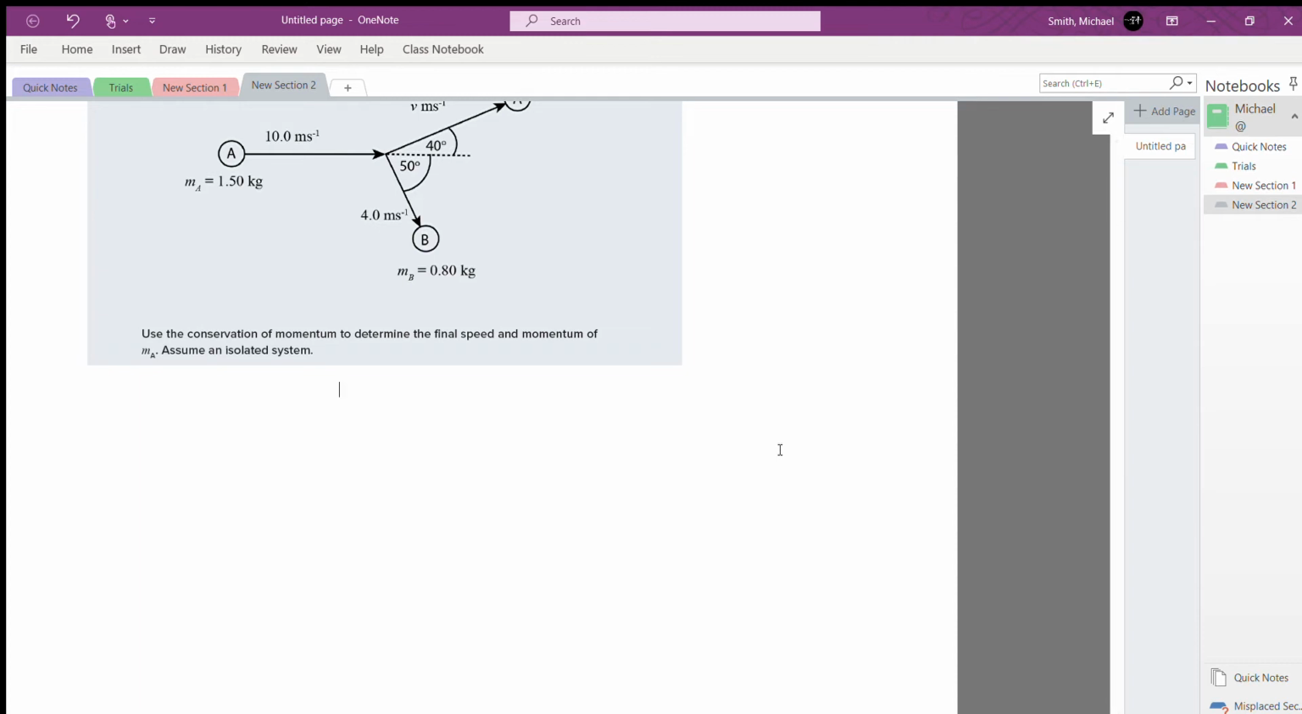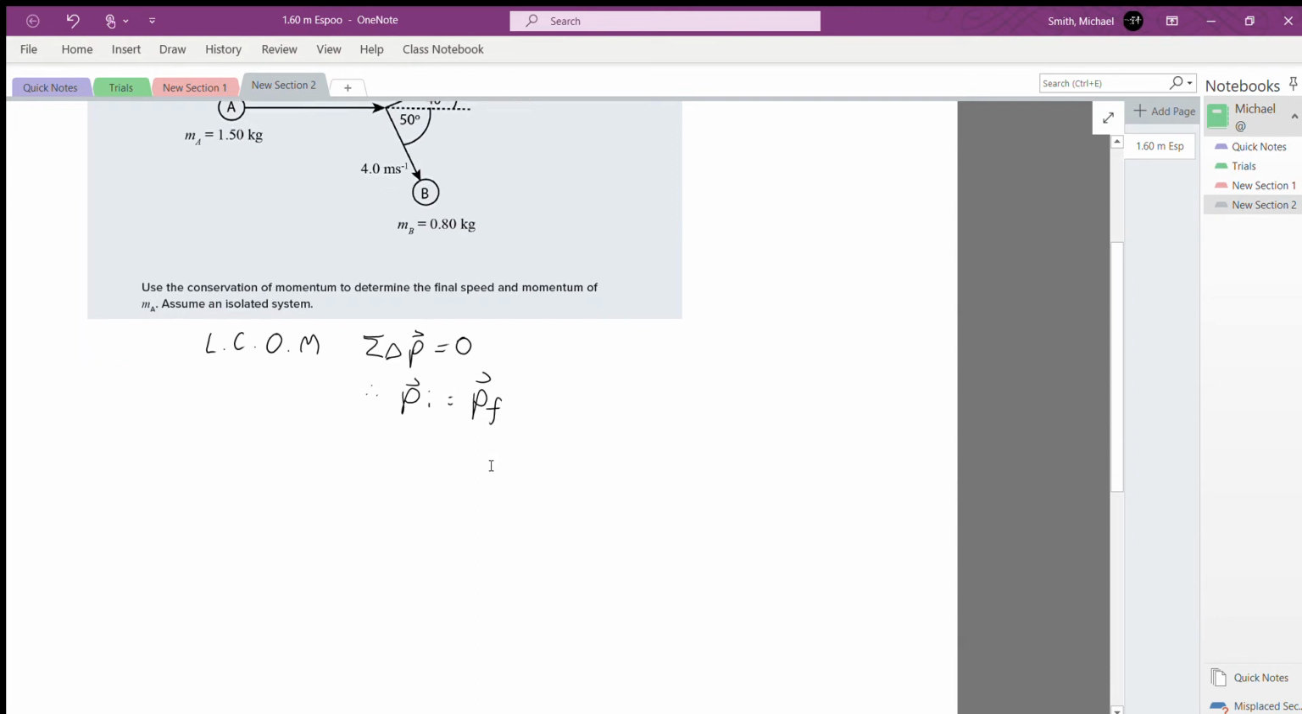So first up, we need to define what we mean by the law of conservation of momentum. The law of conservation of momentum is that in any closed system, the net change in momentum is 0, therefore the initial momentum must be equal to the final momentum of the system. So this is what we'll be using in this question.